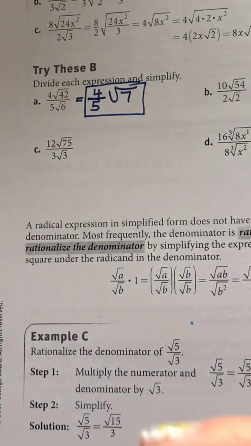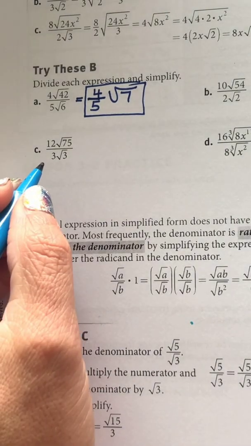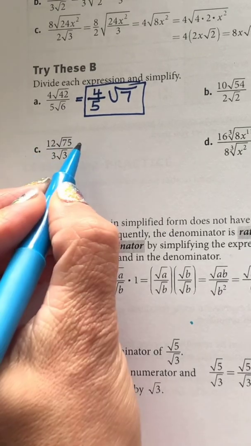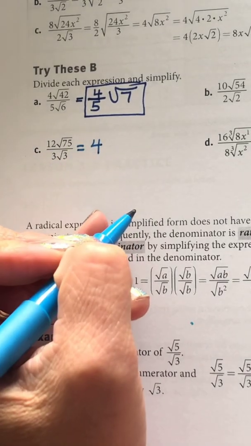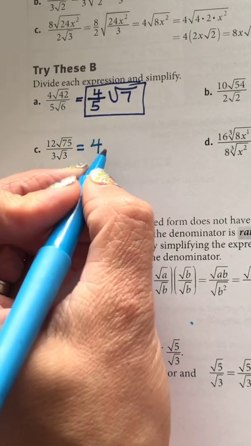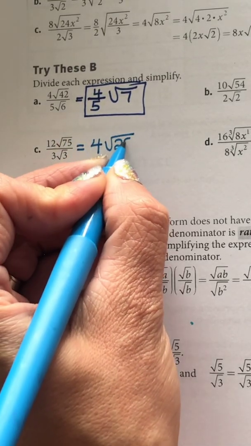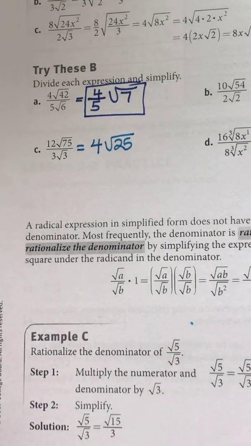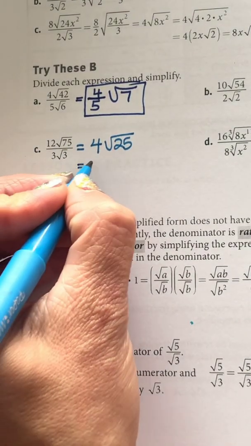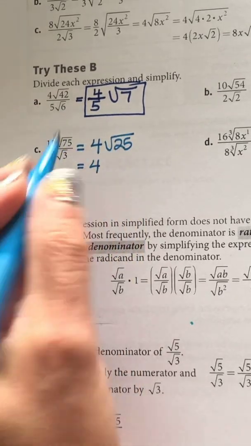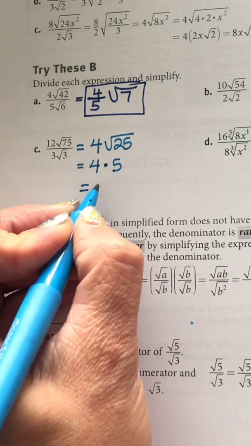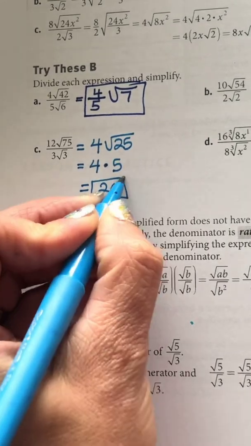Letter C. 12 square root of 75 divided by 3 square root of 3. So outside numbers first. 12 divided by 3 is 4. And 75 divided by 3 is 25. Those are my inside numbers, so that 25 is on the inside of the radical. And hey, 25 is a perfect square. So there's a 4 out front, and the square root of 25 is 5, so times 5. And 4 times 5 is 20. That was easy.